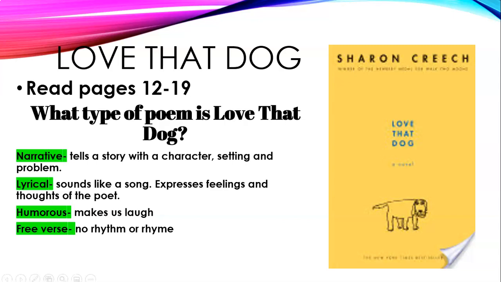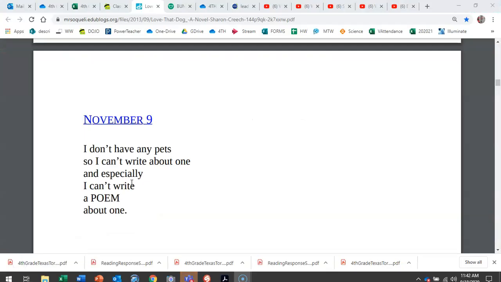And our goal for today is, remember, we're going to tell the type of poem that is in Love That Dog. Is it a narrative? Does it tell a story with character, settings and a problem? Is it lyrical? Does it sound like a song? Like the poem that we read called The Tiger by William Blake. Tiger, tiger, burning bright in the forest of the night. So it has a rhythm to it, right? Is it humorous? Is it making us laugh? Or is it a free verse that has no rhythm and no rhyme? Boys and girls, so page 12 starts with November 9.